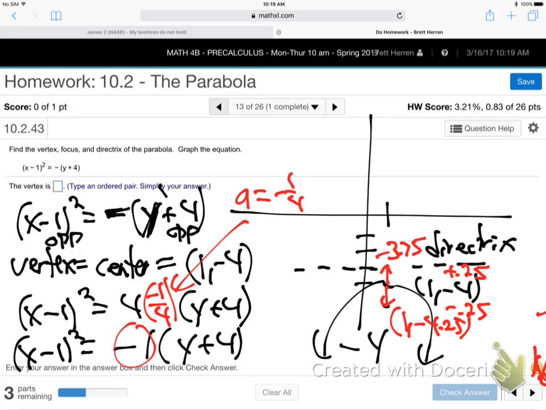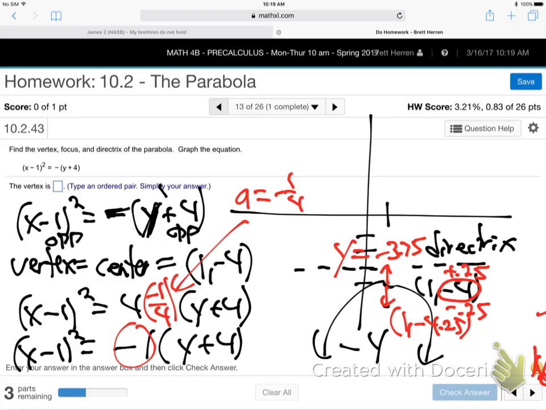Everybody see how I found that? That directrix line hits the y-axis, so y equals negative 3.75. See what I did? I just took the y coordinate. Why the y? Why not the x? Because it's up, down. The a is up and down, so it's affecting the y coordinate.